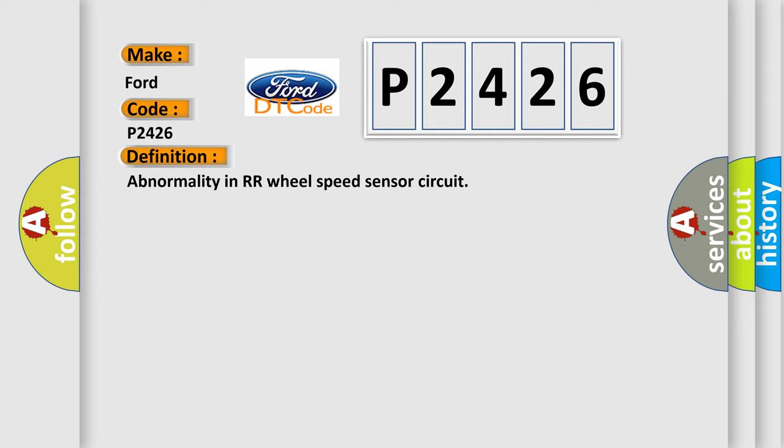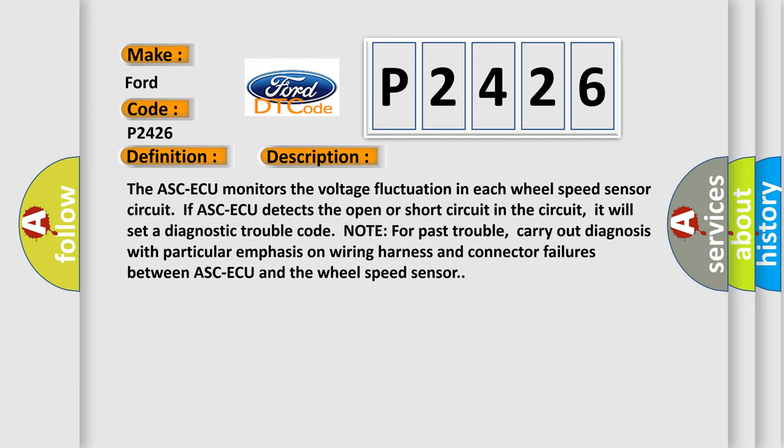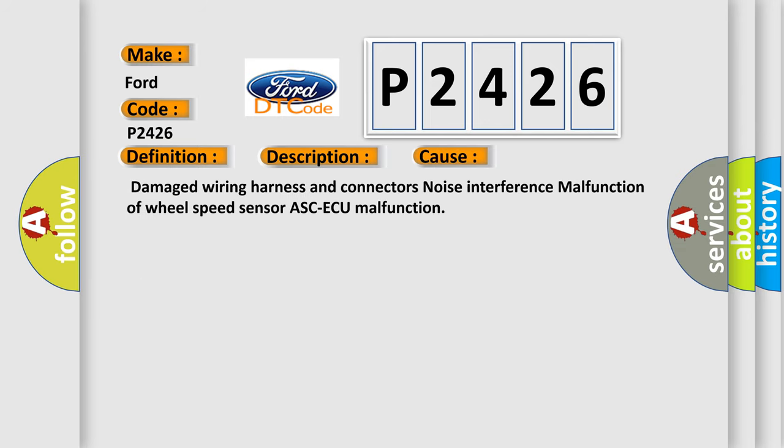And now this is a short description of this DTC code. The ASC-ECU monitors the voltage fluctuation in each wheel speed sensor circuit. If the ASC-ECU detects an open or short circuit in the circuit, it will set a diagnostic trouble code. Note for past trouble, carry out diagnosis with particular emphasis on wiring harness and connector failures between the ASC-ECU and the wheel speed sensor. This diagnostic error occurs most often in these cases: damaged wiring harness and connectors, noise interference, malfunction of the wheel speed sensor, ASC-ECU malfunction.